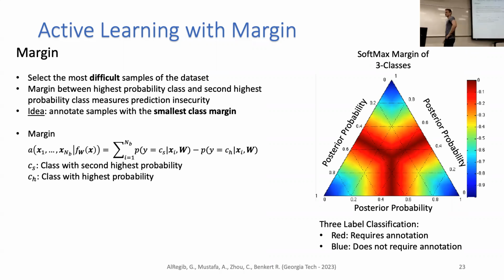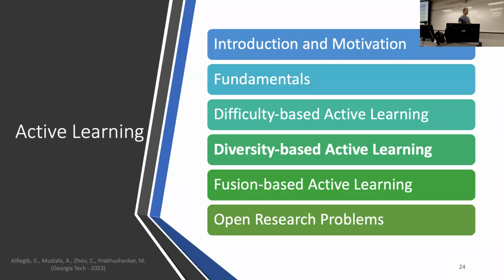So those are three different definitions that we have for difficulty-based active learning. Yes? Once you tell the model what the difficult samples are, how does that affect it? Because it seems that you're basically teaching the model something that doesn't apply like that.